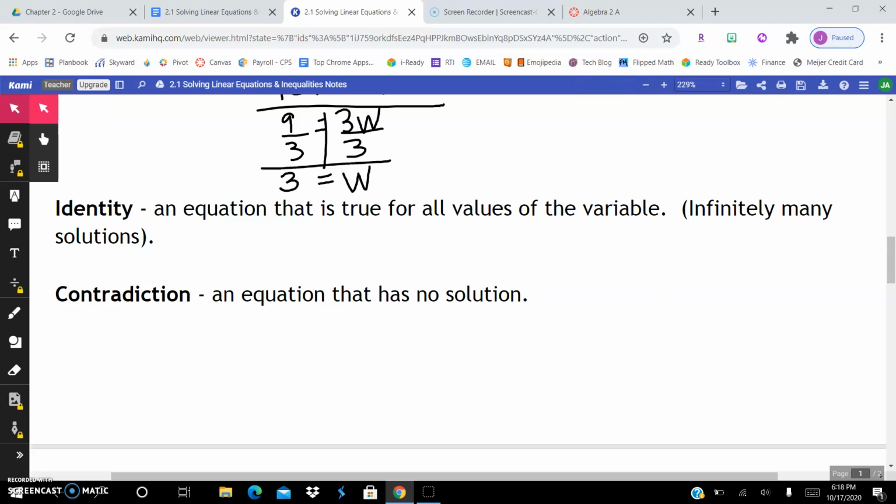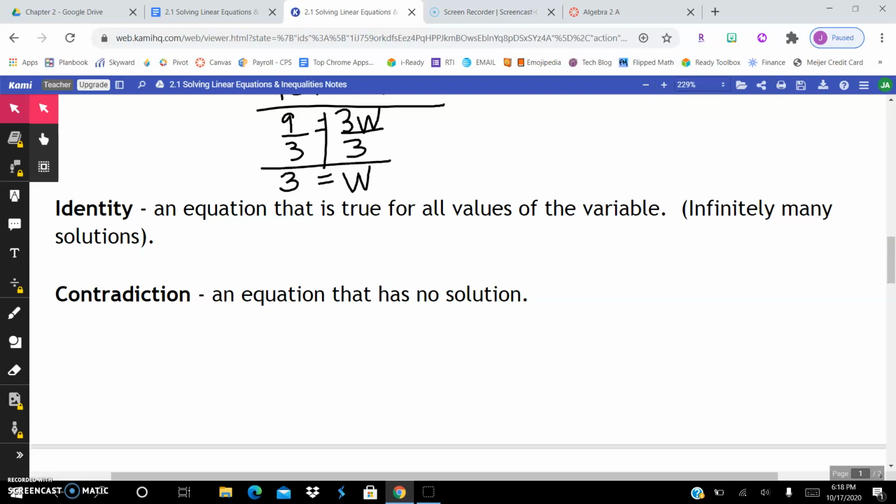Identity is an equation that is true for all values of the variable. So that means when we solve, the variable is actually going to cancel out on both sides of the equation, and we are going to get an equation or a statement that's true. So maybe we end up with 2 equals 2, or -10 equals -10. If we end up with a true statement at the bottom, then that has infinitely many solutions. And what that means is we can plug any number in and the equation will work.